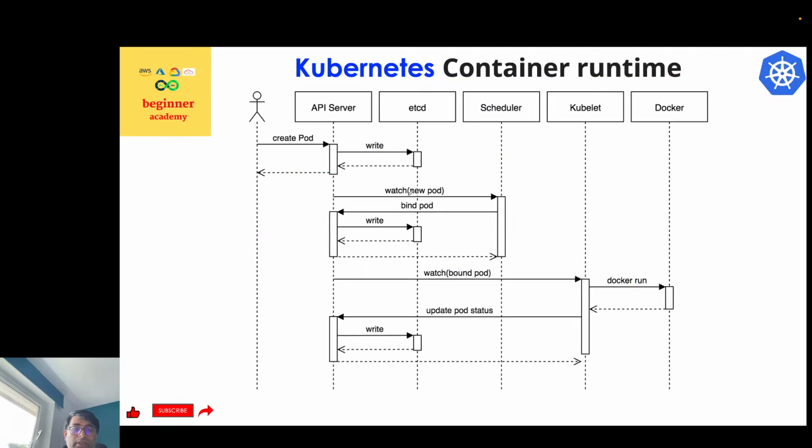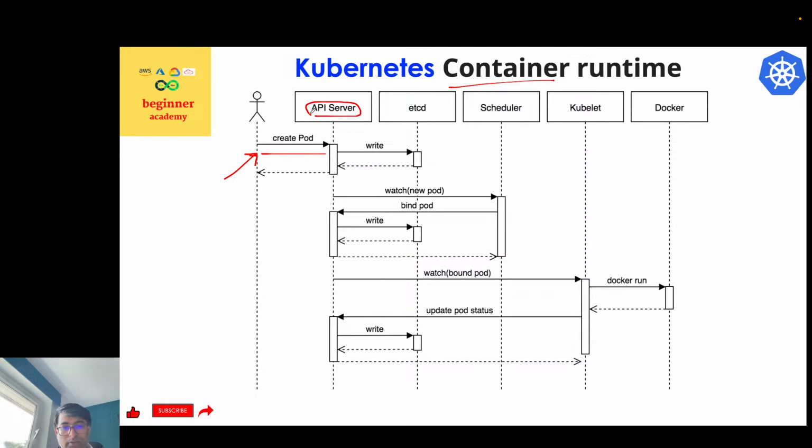So this is a flow diagram of how exactly it works if I ask the Kubernetes API to create one container. This is the flow of the running of containers. Let me give one example. When I say create a pod, the request goes to our API server.